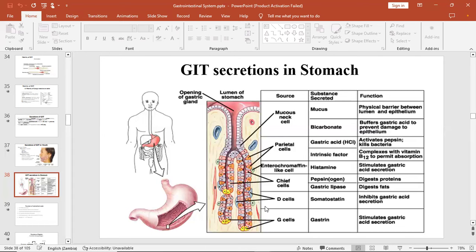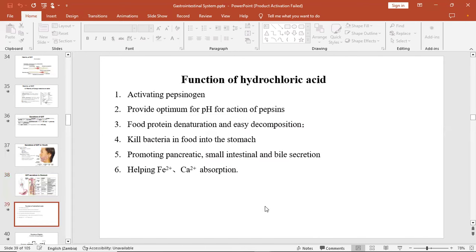Let's go to the next slide. So function of hydrochloric acid, as you know, activating pepsinogen, which I've talked about, provide optimum pH for action of pepsin. Remember, pepsin works well in an acidic environment, which is a pH from 2 to 4. Then food protein denaturation and easy decomposition. Remember, I talked about collagen.